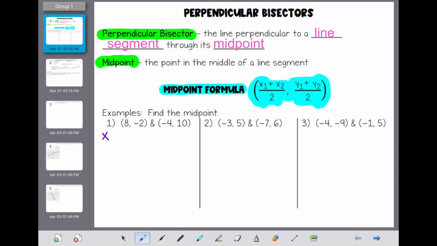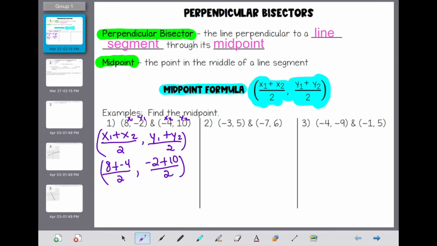So in examples 1 through 3, we are finding the midpoint. So I suggest starting with writing out your formula because it helps you to memorize it. Plug your values in carefully. So in my first coordinate, I have 8, negative 2. 8 is my x value, negative 2 is my y value. Because it's my first coordinate, I would call 8 x sub 1 and negative 2 y sub 1. In my second coordinate, where I have negative 4 and 10, I would call negative 4 x sub 2 and 10 y sub 2. Then we can plug those into the formula.